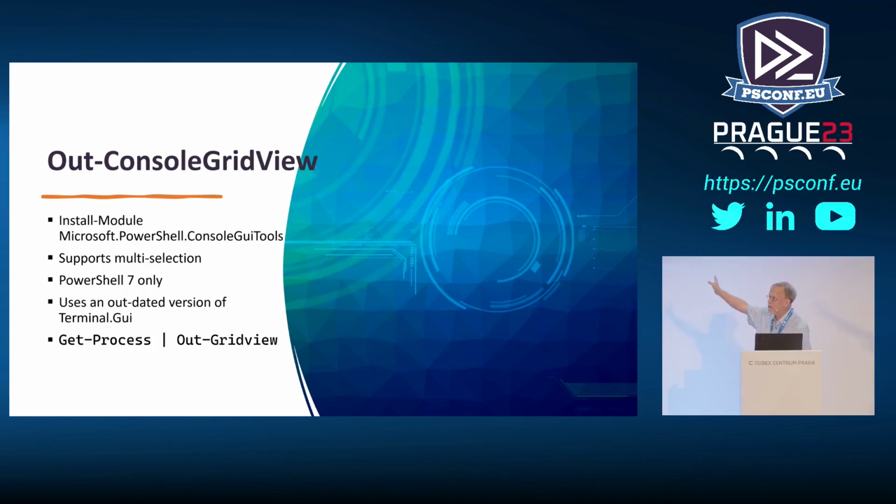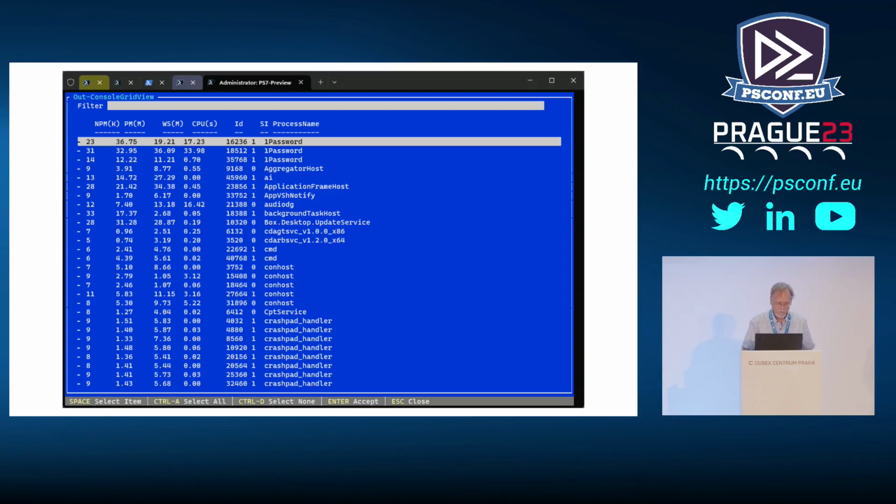You can use the command the same way you would use Out-GridView. Run Get-Process, pipe to Out-ConsoleGridView. Again, a nice little display like that. You can select items, then the items get returned back to the pipeline. You can't really customize it too much other than using the filter in there. But this is a TUI, a terminal user interface that Microsoft built. You can go and install it now and use it right away.